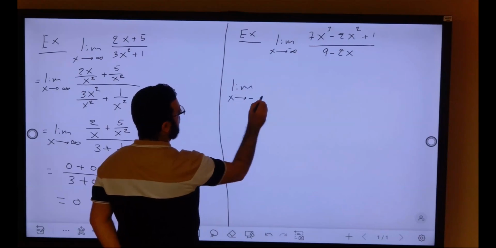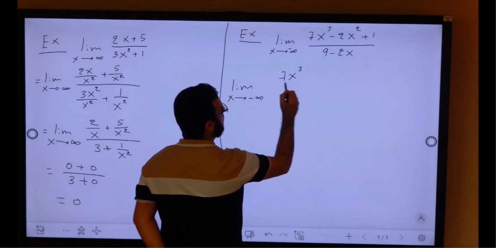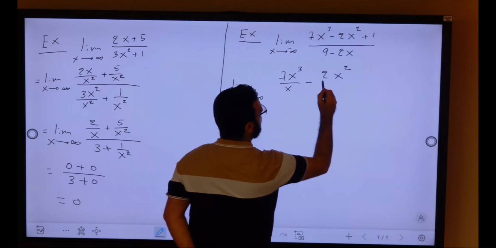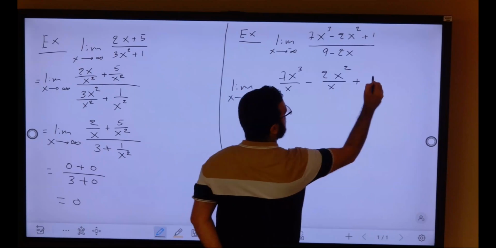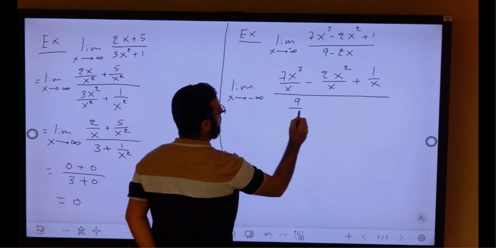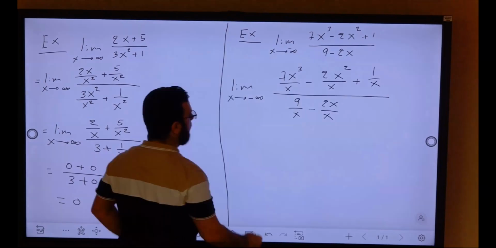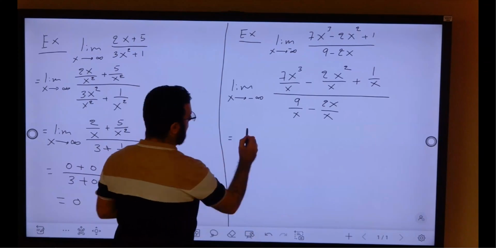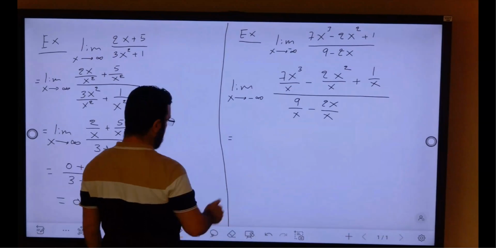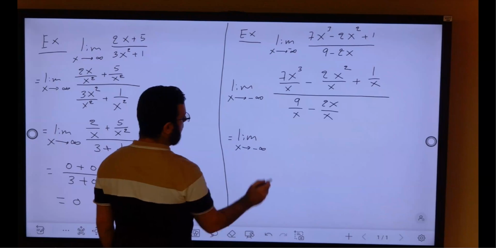X approaches negative infinity. 7x cubed divided by x, minus 2x squared divided by x, plus 1 over x, and over 9 over x minus 2x over x. Now let's check what we're going to get, given the limit as x approaches negative infinity.